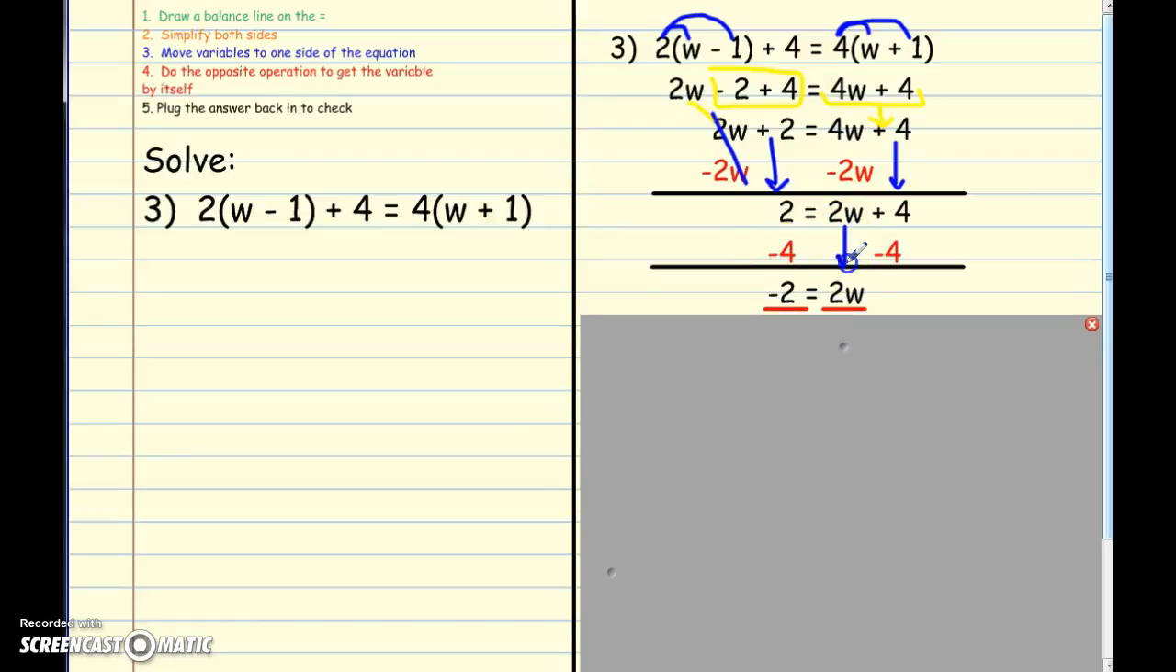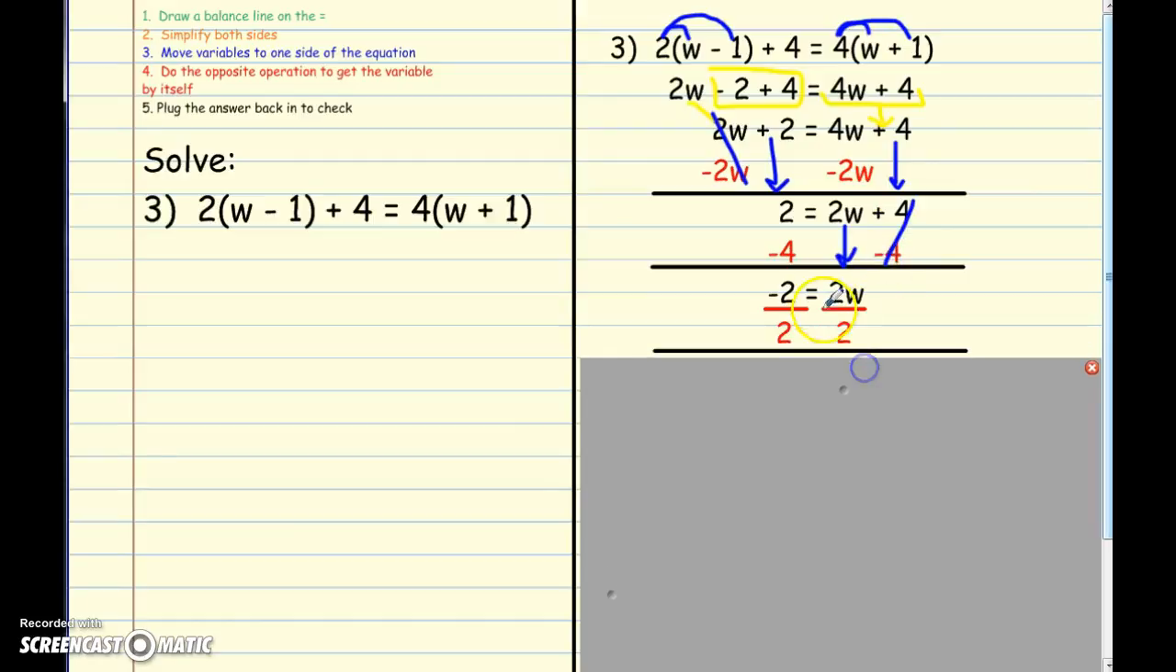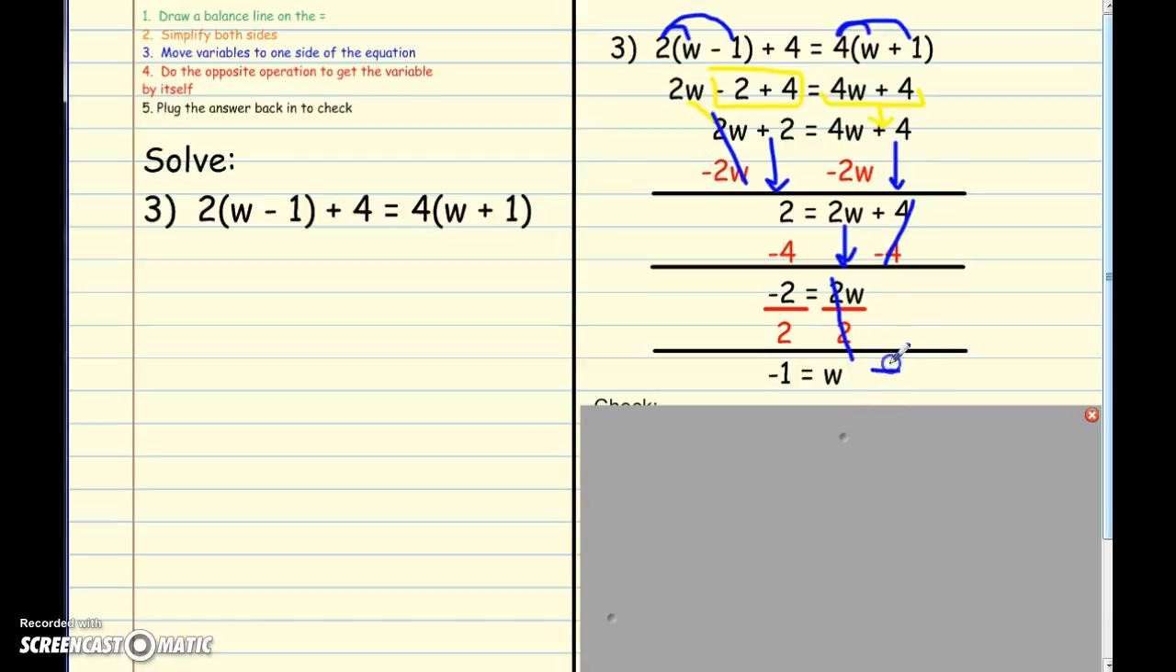And again, bring your 2w down, and then my last step is to divide by 2. Those 2's cancel, leaving us with w. w equals negative 1. If you need to think of it this way, you could flip it around and say w equals negative 1 this way as well.